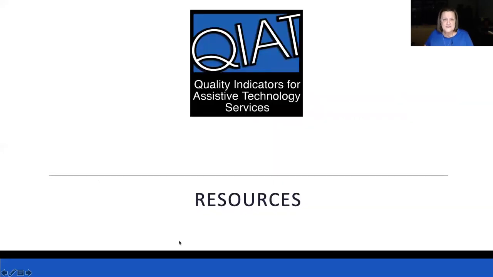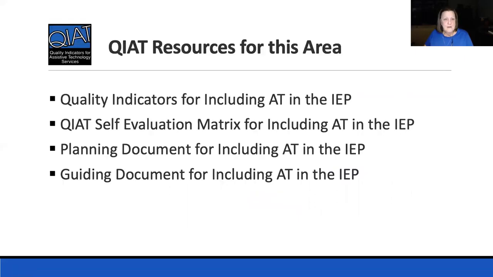So what about those resources? There are some that are included in this module that come directly from QIAT, and there are also some that are from other places that you should have a look at. The QIAT resources for this area are quality indicators for including AT in the IEP, the QIAT self-evaluation matrix for including AT in the IEP, planning document for including AT in the IEP, and guiding document for including AT in the IEP. You will find all of those at the website, qiat.org. If you just go to the indicators tab, you'll see them right there.